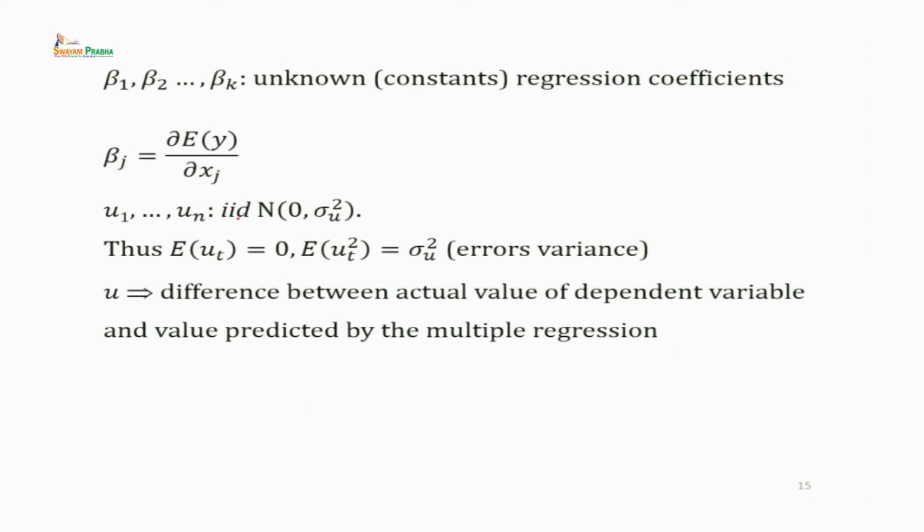Then u 1, u 2, ..., u n are IID random variables having mean 0 and variance sigma square u. Sometimes we also require the assumption that these errors follow a normal distribution. Then expectation of u t is 0, variance is sigma square u. And again in multiple regression also you use the difference between the actual value of the dependent variable and the value predicted by the multiple regression. Just like the simple linear regression, here also you have the same interpretation.